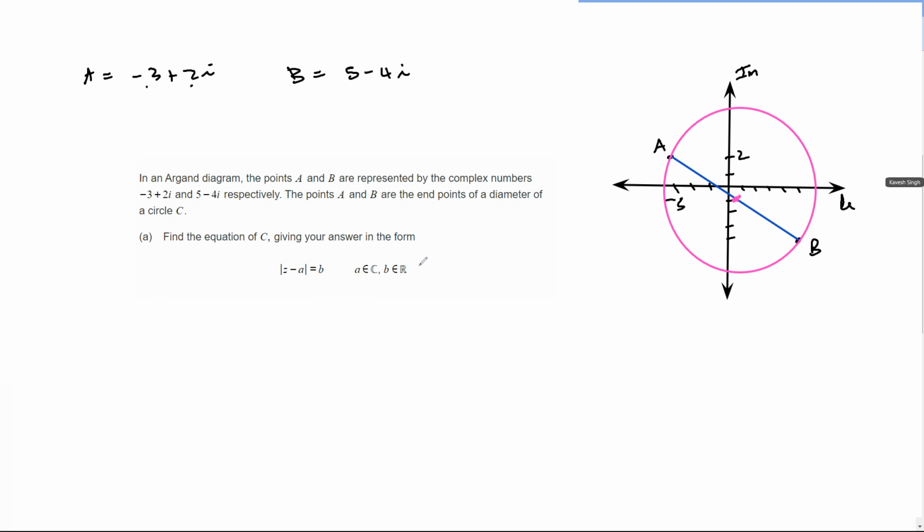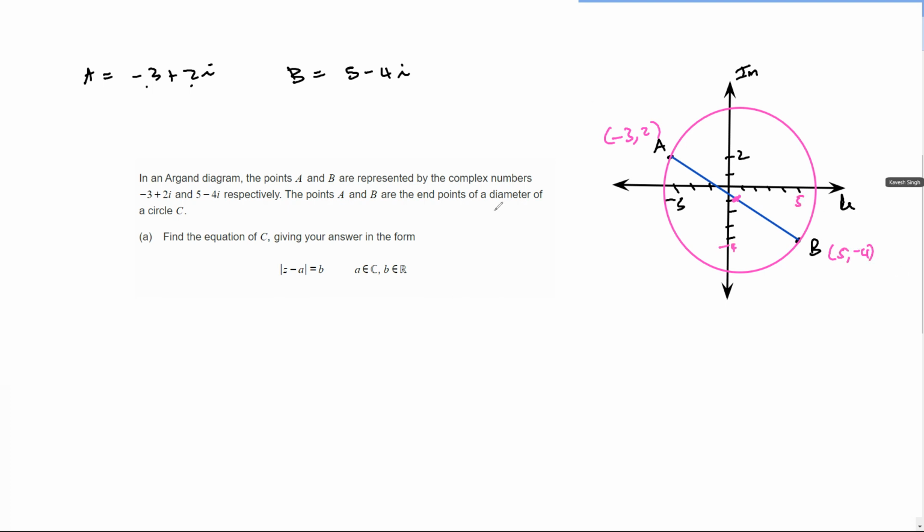So the first thing I need to understand is, okay, well, for every circle we have some kind of radius. So how would I find this radius? How would I find this length over here? How would I find that length over there? Would it be possible? I have the coordinates over here, which are -3 and 2, and I have the coordinates over here, which are given as 5 and -4.